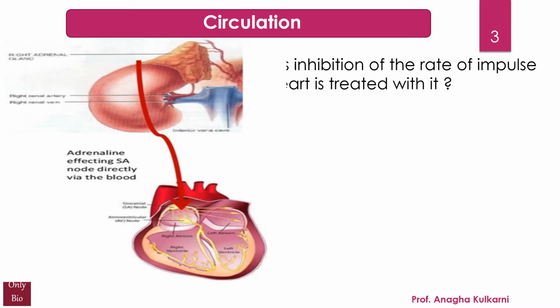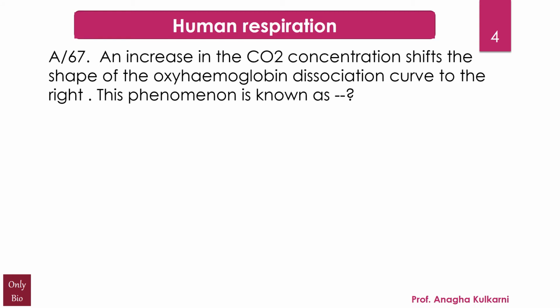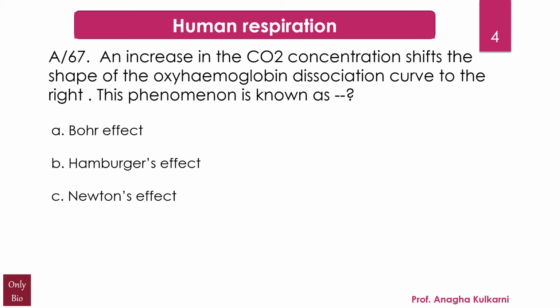I take you to the next question. The next question relates to the chapter human respiration, and the question is: an increase in the carbon dioxide concentration shifts the shape of the oxyhaemoglobin dissociation curve to the right. This phenomenon is known as dash, and the options given are A. Bohr's effect, B. Hamburger's effect, C. Newton's effect, D. None of these. And the correct answer for this question is A.